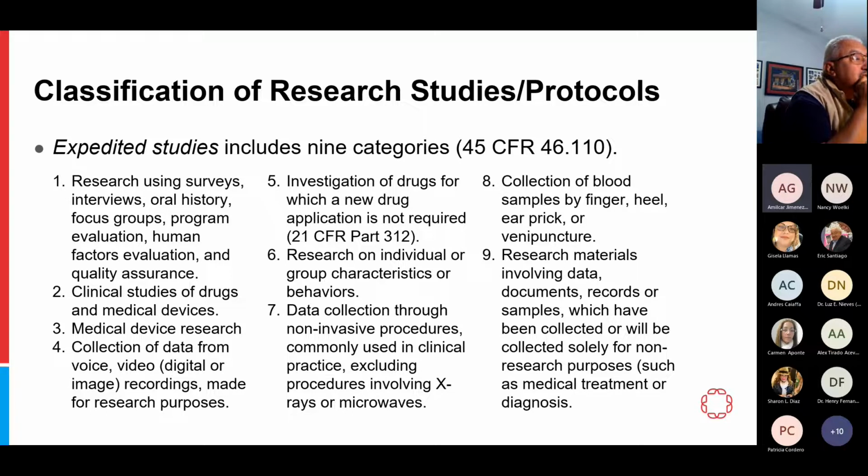Collection of blood samples by finger, heel, or ear prick or venipuncture, and research materials involving data, documents, records, or samples which have been collected or will be collected solely for non-research purposes, such as medical treatment or diagnosis. And this is very important for us to understand because now we have the DNP program. And of course, these students will be doing more than literature review. They will probably be doing field studies.